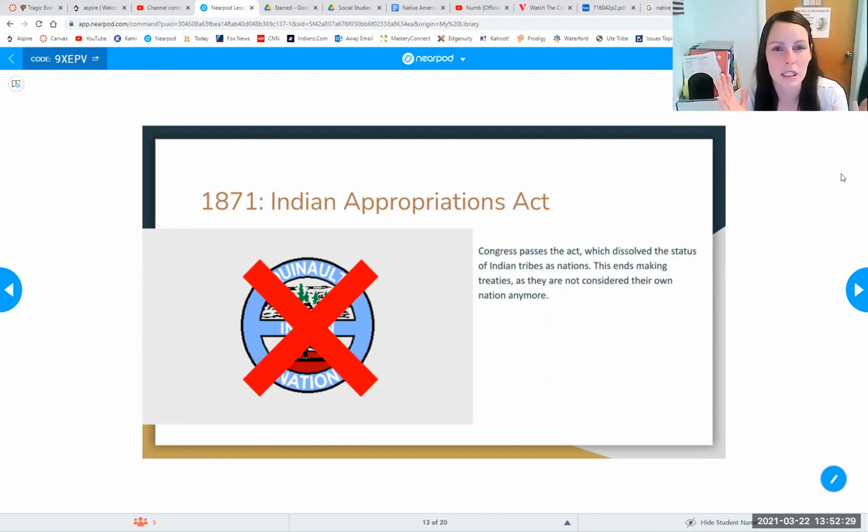They're trying to stop doing treaties with them, because they don't want to make any more. They're still going to follow existing treaties, but they don't want to make any more treaties with tribes. So it's like, I'm not part of a nation according to the US because you're not going to do treaties with me, but I'm not a US citizen either. So where am I at? This is a very confusing time, because if you don't have US citizen rights and you don't have separate nation rights, what rights do you have? Zip.